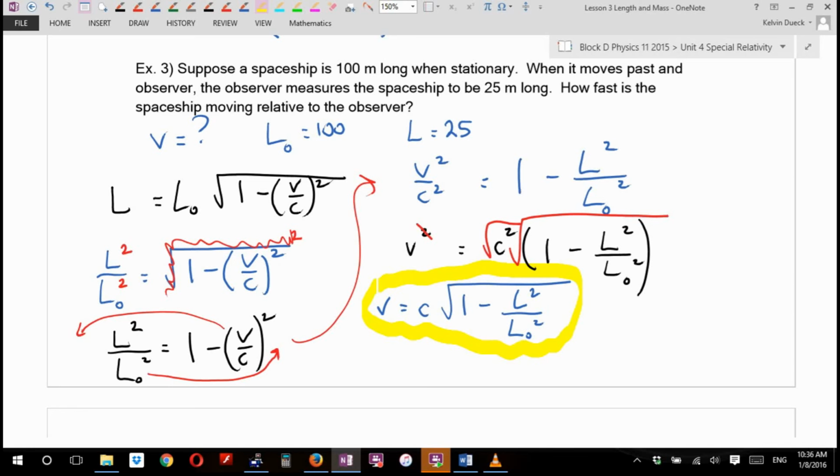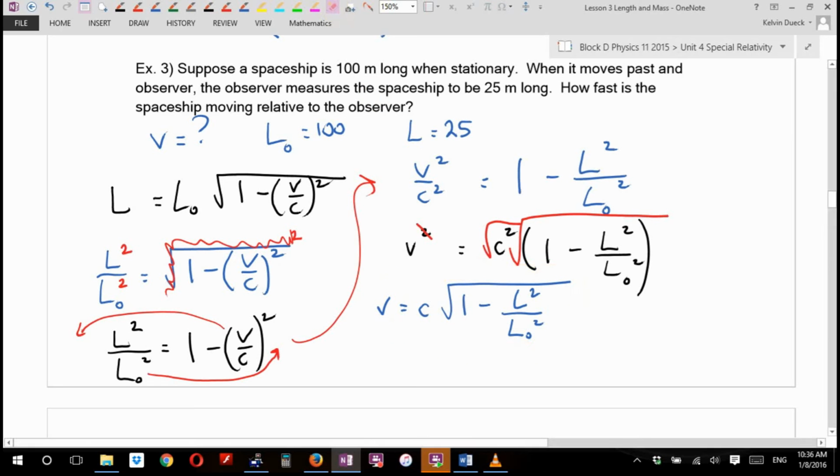And now, let's plug and chug. It's going to be ugly plug and chug, but it's going to be plug and chug. How fast? The speed of light, which is 3 times 10 to the 8th, times the square root of 1 minus 25 squared over 100 squared.